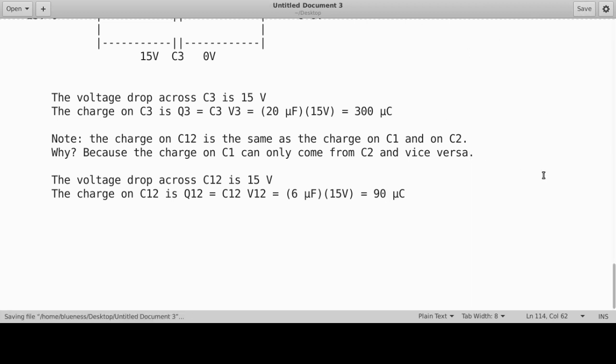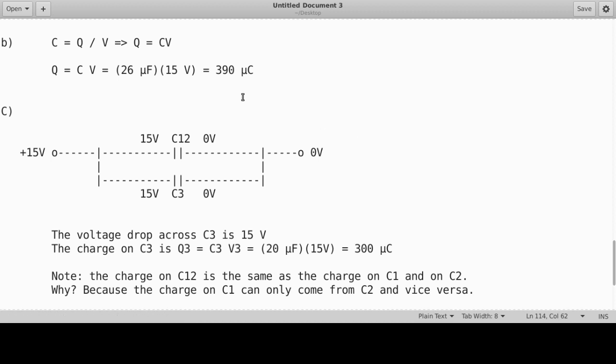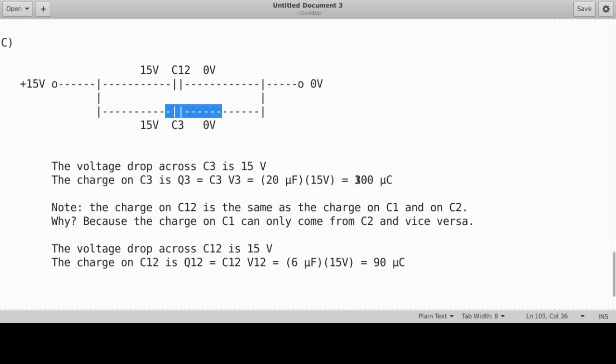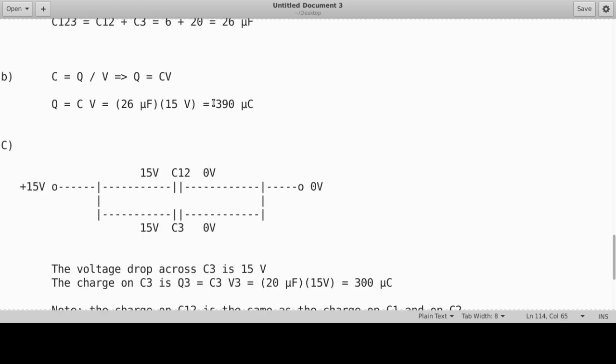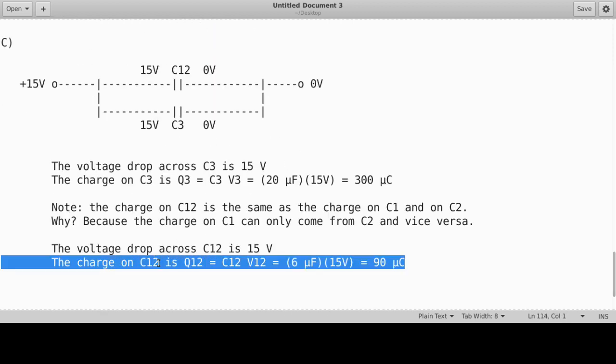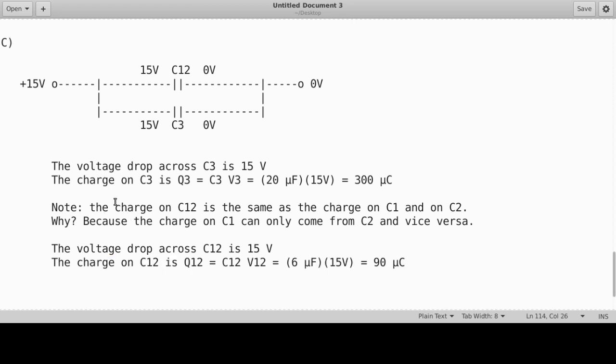And you look at this and you go, oh, that makes sense because the total charge accumulated is 390. C3 has 300 and C12 has 90 for a total of 390. So everything is consistent, okay? So that's the charge on this. Now the voltage drop across C12, we know that's 15 volts. But at this point, we don't really need to make use of that, all right?